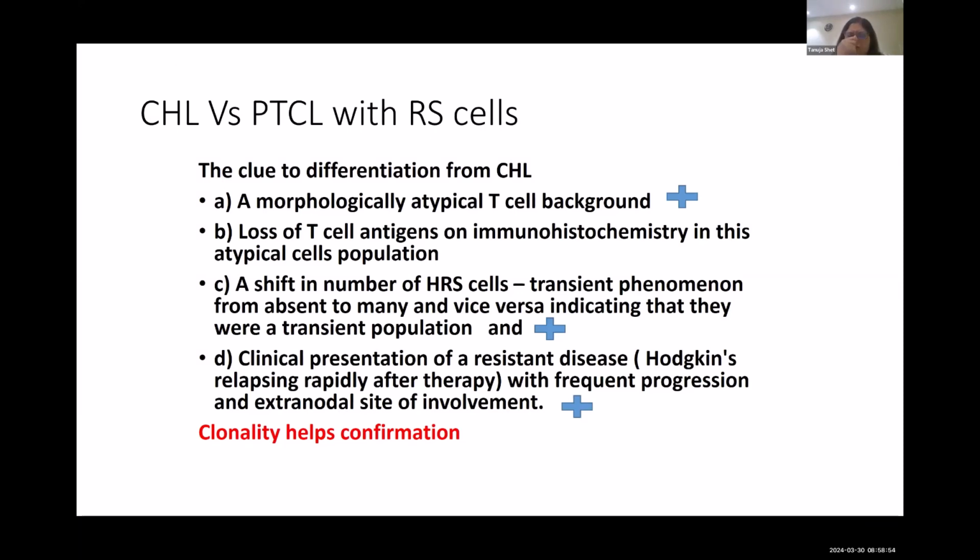So how do you differentiate Hodgkin's from a PTCL with RS-like cells? You must recognize the atypical T cell population. You must show clonality of T cells. And in this particular patient, there was a tonsillar mass biopsy which did not have Reed-Sternberg cells. So that was a clue, because if it was Hodgkin's lymphoma, the RS cells would be everywhere. And another thing is resistant behavior. And of course, clonality helps.